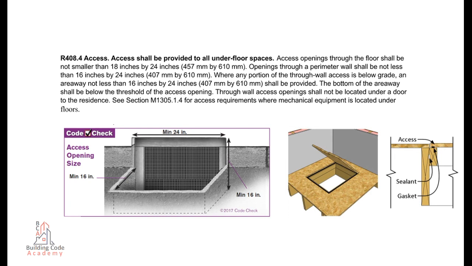R408.4 Access. Access shall be provided to all underfloor spaces. Access openings through the floor shall be not smaller than 18 inches by 24 inches, 457 millimeters by 610 millimeters. Openings through a perimeter wall shall be not less than 16 inches by 24 inches, 407 millimeters by 610 millimeters. Where any portion of the through wall access is below grade, an areaway not less than 16 inches by 24 inches, 407 millimeters by 610 millimeters, shall be provided. The bottom of the areaway shall not be below the threshold of the access opening. Through wall access openings shall not be located under a door to the residence. See section M1305.1.4 for access requirements where mechanical equipment is located under floors.